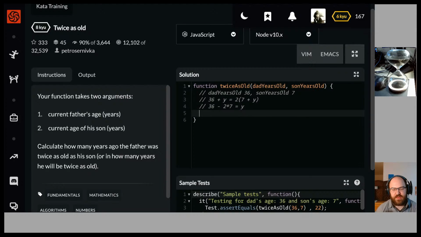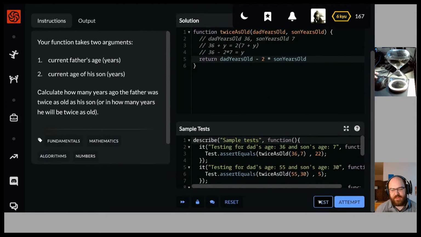So in this case, it's as simple as, if that was the only consideration, we could just return dad years old minus 2 times son years old. But I'm guessing, let's just test it and see how it fails.